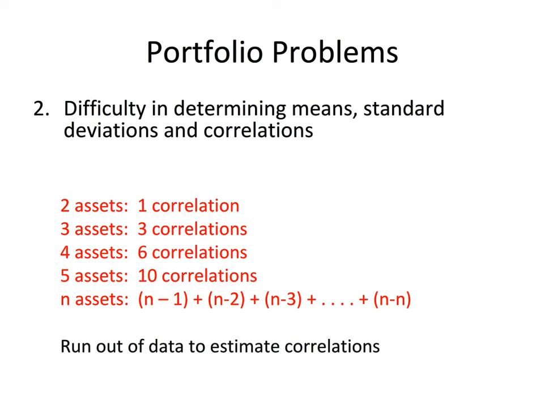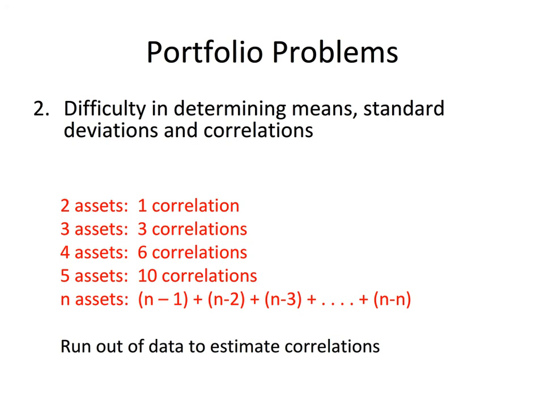If you have two assets, there's one correlation. If you have three assets, there's three correlations. If you have four assets, there's six correlations. Five assets, 10 correlations. And then for n assets, you can see the formula there for calculating the number of correlation coefficients you will need.